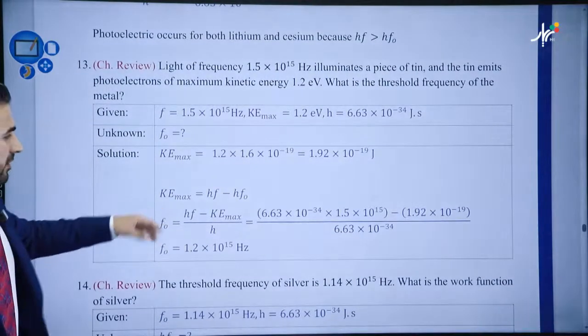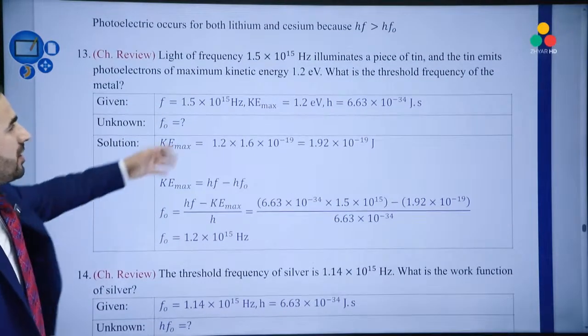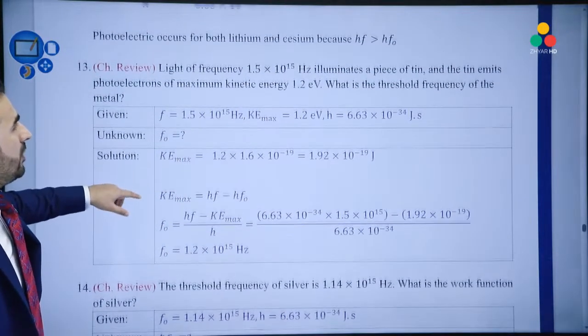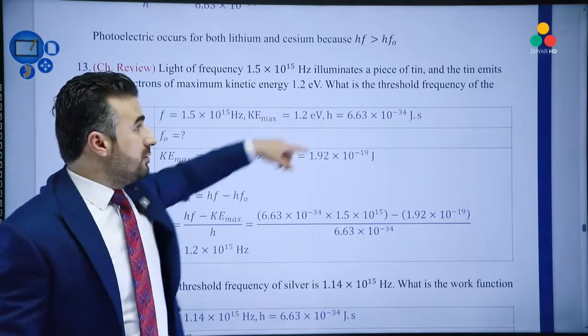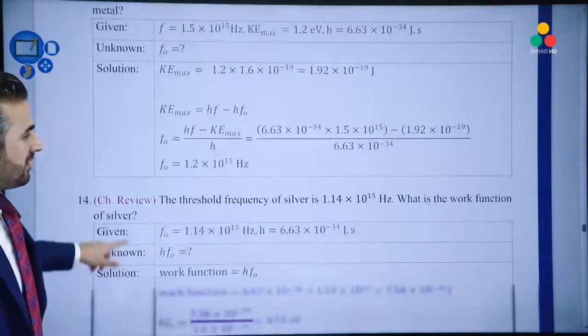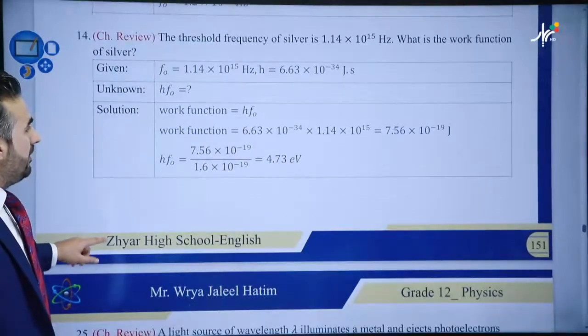Okay, now this is another situation where you have to find the threshold frequency. But once again, we have the frequency, maximum kinetic energy in electron volt converted to joule. Then you could do the math, which is the same as the previous one here.